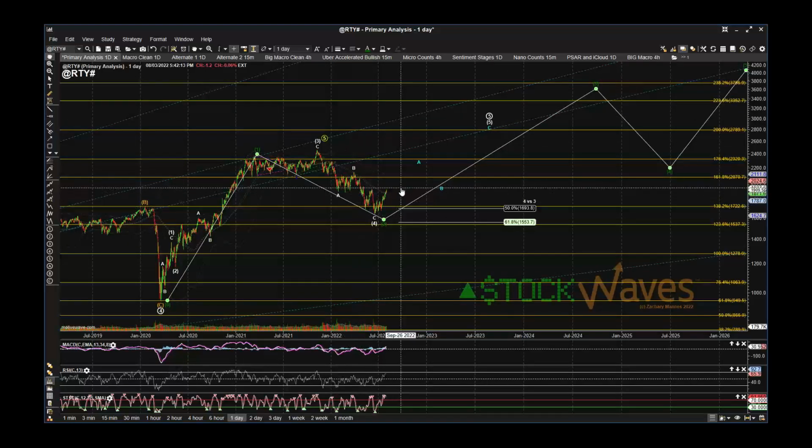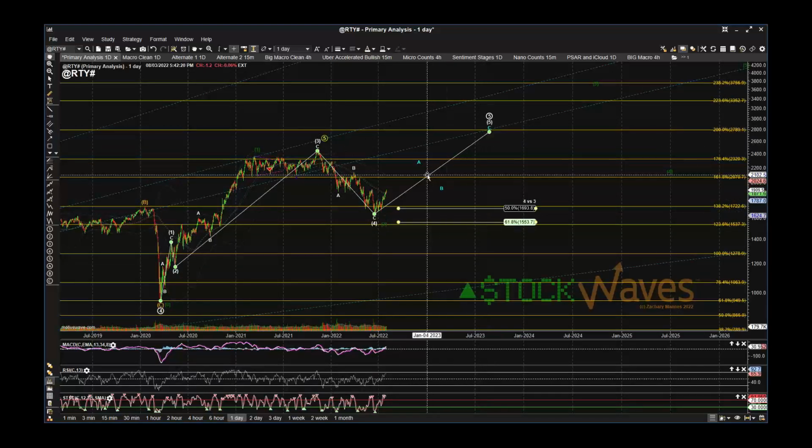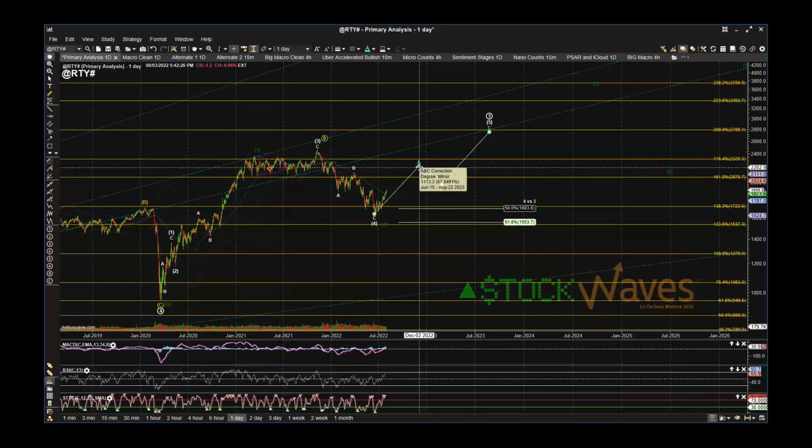But I think more prudent would be just to look for an ABC to one more high as this parentheses fifth wave, but not even relying on that so heavily, particularly if we get an A, B, C move up for this A wave. That is going to be a pretty significant risk moment there.